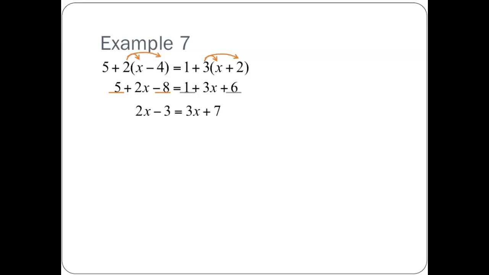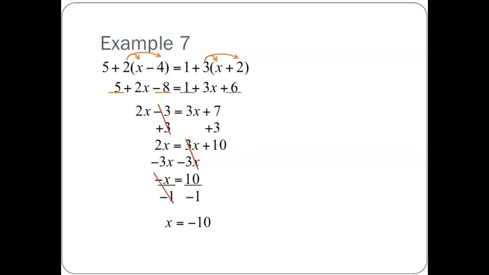Okay, from here, now let's see what we can do to get x by itself. So I'm going to start by adding 3 to both sides. So this cancels on the left. That leaves me with 2x equals 3x plus 10. And now I'm going to subtract 3x from both sides. So now I only have x showing up on the left. So that leaves me with negative x equals 10. And remember, if you have a negative in front of the x, you can divide by negative 1. And that will give us x is equal to negative 10 for our answer.